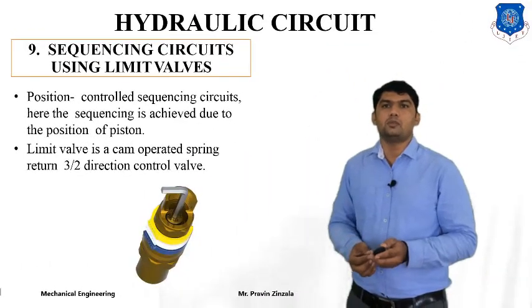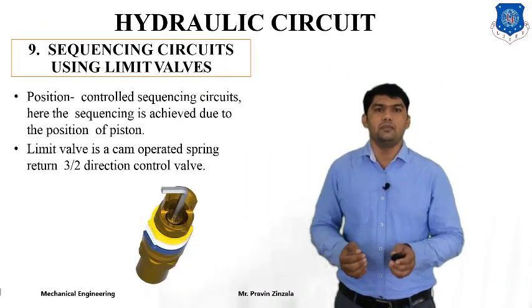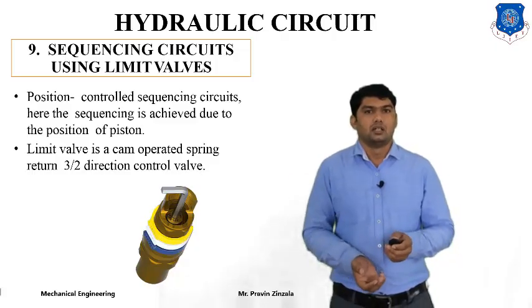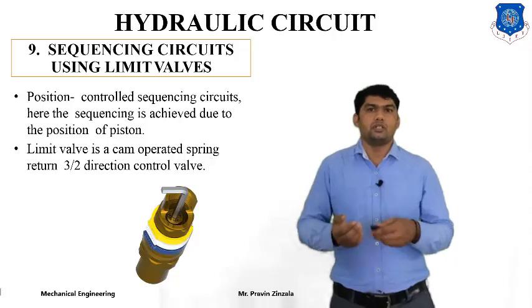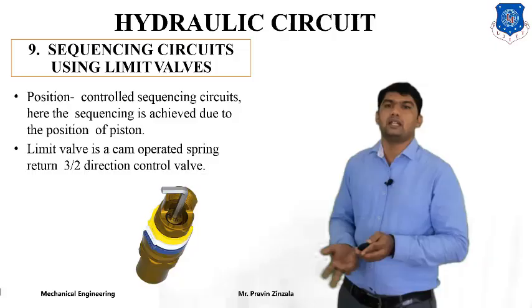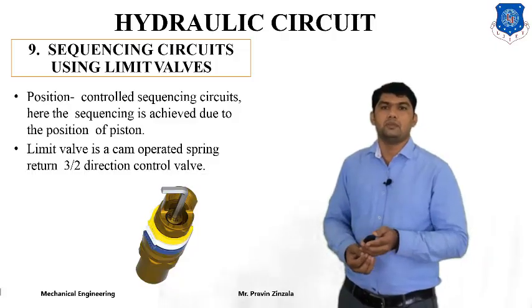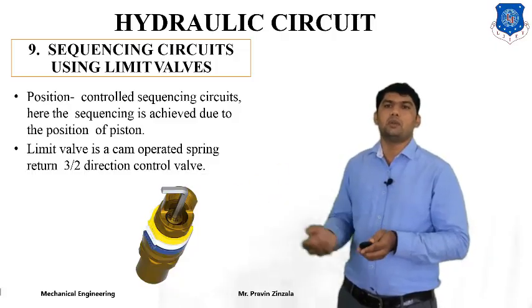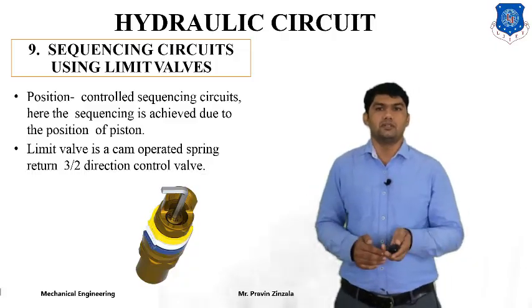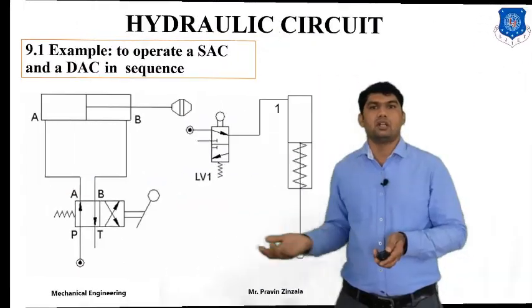Now we will discuss the sequencing circuit using a limiting valve. We can also operate the sequence operation by utilizing a limiting valve. This is an example of a limiting valve. Many types of limiting valve are used, but especially the 3/2 direction control valve is generally used for sequence operations. Let's take one example.